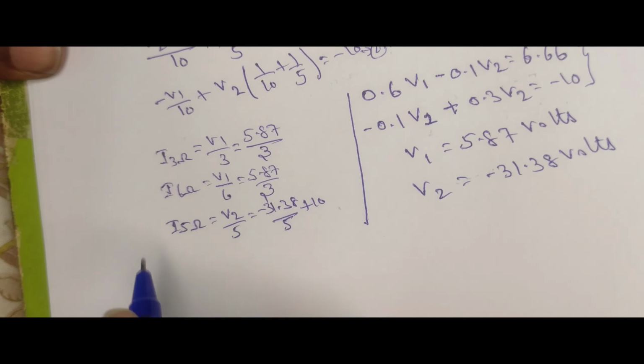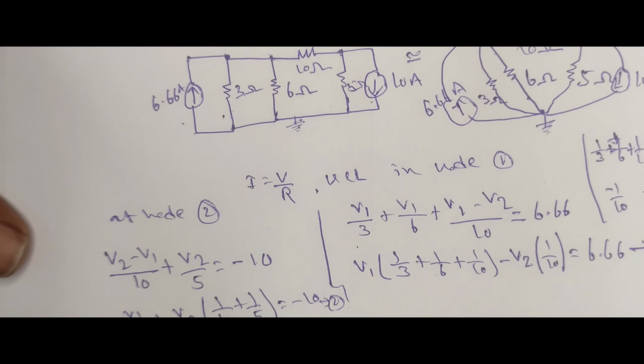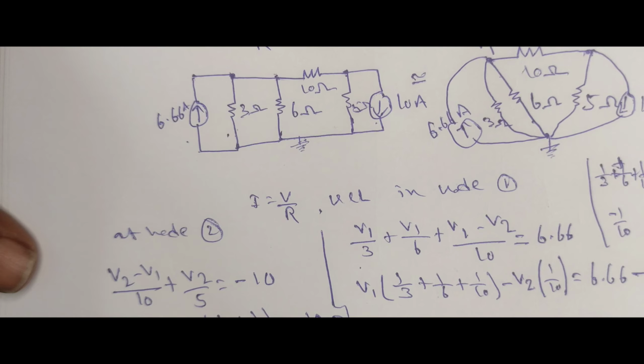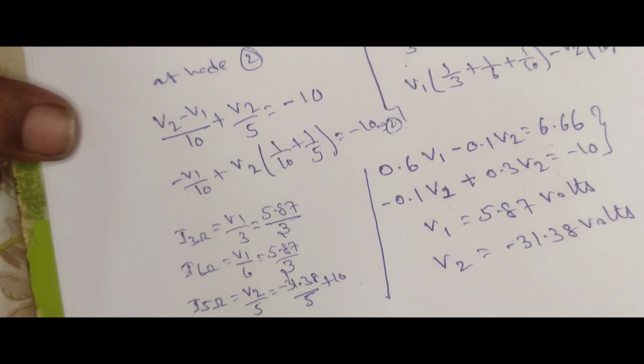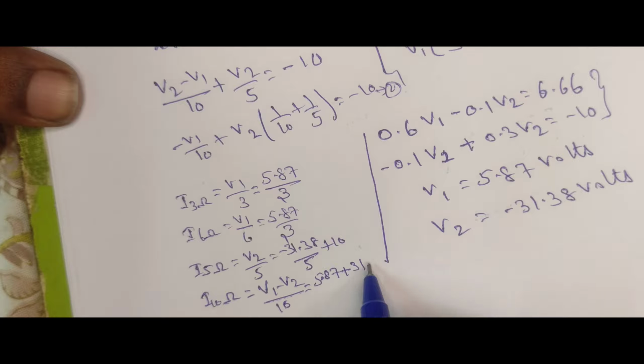And the last one is the current across the 10 ohm resistance, which is the resistance present between the two node points, so a current flow will be there. Obviously we have a negative, so we can take either order. It is (V1 minus V2) divided by 10. So it is (5.87 minus minus 31.38) by 10, that is, 5.87 plus 31.38 by 10.